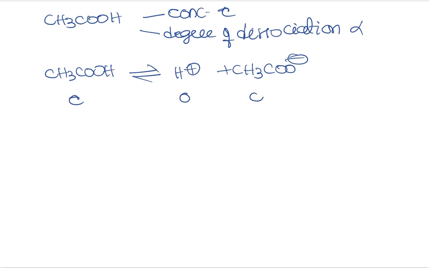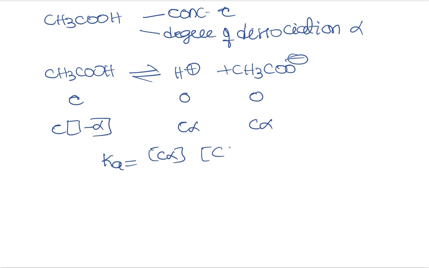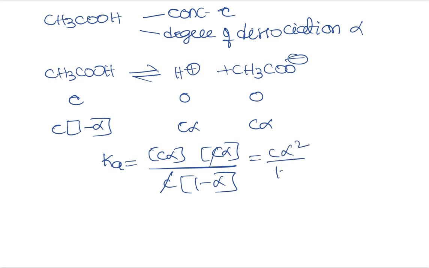The H plus concentration is 0 before equilibrium is established. After the equilibrium is established, what happens? C alpha dissociation happens. Here also C alpha, and C minus C alpha, which we can write as C times 1 minus alpha. So equilibrium is established. The equilibrium constant Ka is products upon reactant, so we can take C alpha, C alpha, over C into 1 minus alpha. Here C gets cancelled, so you can write it as C alpha squared over 1 minus alpha.